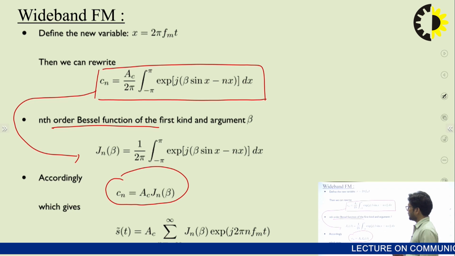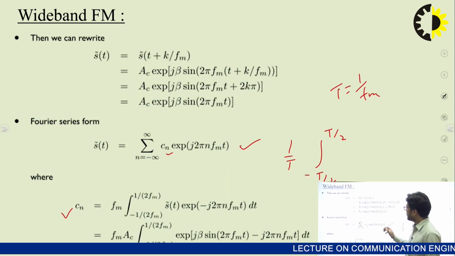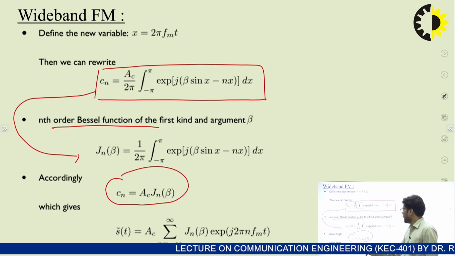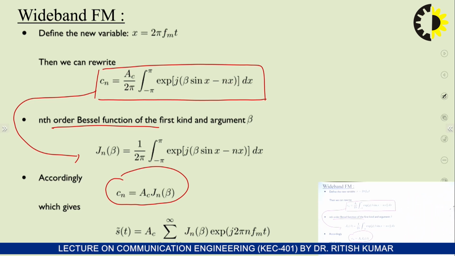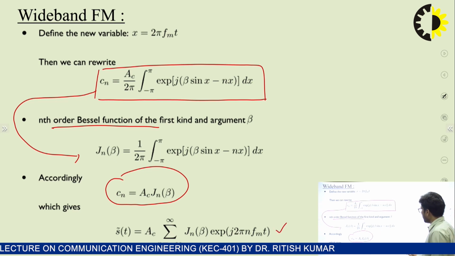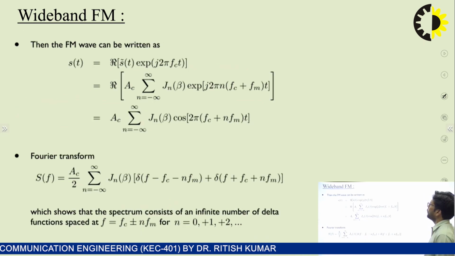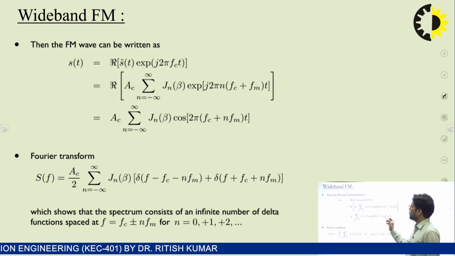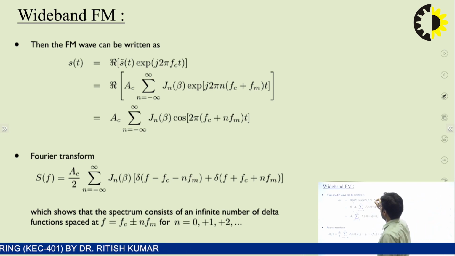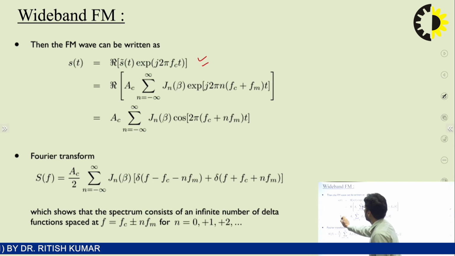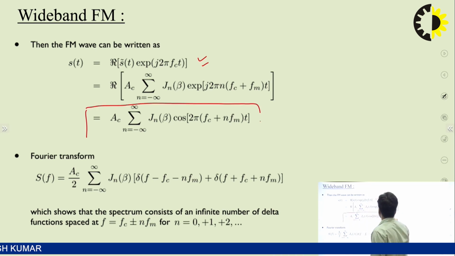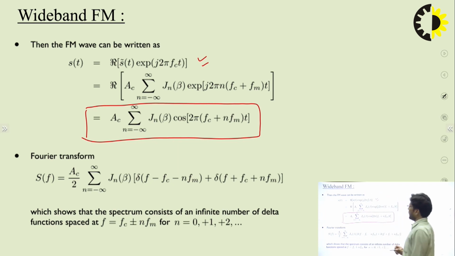We can place this Cn value in this equation, and we have the equation of the periodic function s bar t is equal to AC Jn beta exponential of j 2 pi n fm t. Now we have to move towards the final equation of wideband FM. By putting the main equation of s bar t, we have this final equation. I think it is clear to all of you how it comes, right? After taking the frequency transform of this equation, we have this equation.